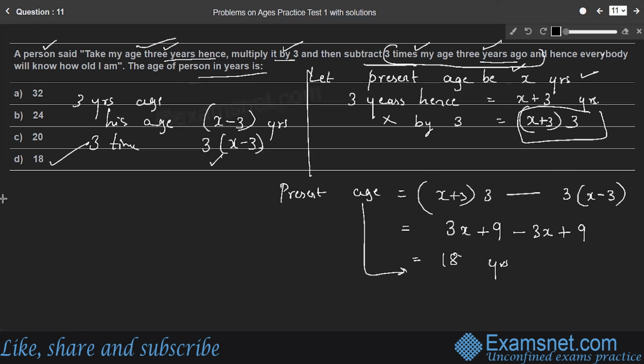So, take my age 3 years hence means after 3 years, what will be his age? Multiply by 3 means into 3, x plus 3 into 3. Then subtract his age 3 years ago into 3. So 3 times my age 3 years ago means 3 into x minus 3. Subtract this from the previous part, you will get the answer. So the person is 18 years old.